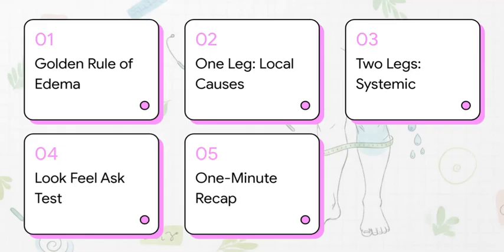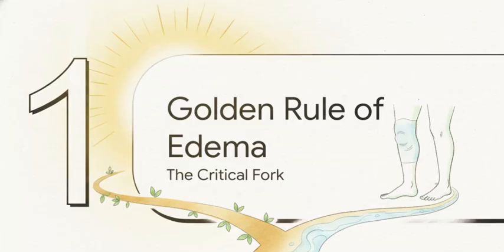Here's our roadmap. First up, the golden rule of edema. Second, we'll look at local causes for when one leg is swollen. Third, systemic causes for two legs. Fourth, our look, feel, ask, test clinical approach. And finally, a quick 1-minute memory recap. All right, starting off with Section 1, the golden rule of edema.